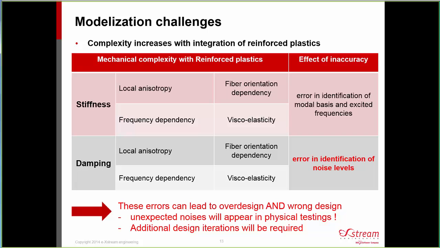And frequency dependency can be taken into account, but as it can be done only in a homogeneous way, it's not even accurate. And then the error here is worse than the error that we can make with a homogeneous stiffness law. Here the error is that we won't identify correctly the local acceleration peaks in the structure, and then we won't identify correctly the noise levels, which means that in the end you will obtain a design which is purely wrong. And you will be aware of that when you do the first physical testing.